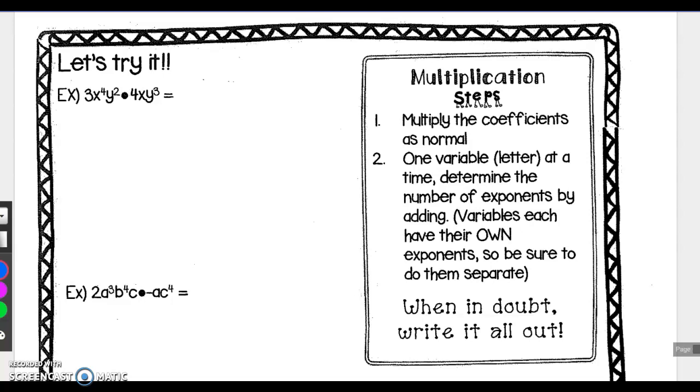Now, what is the purpose for having these multiplication and power rules? Well, the purpose is to take problems that look like this and make it simpler. So let's look at some steps here. It says multiply the coefficients as normal. I'll show you what that means.